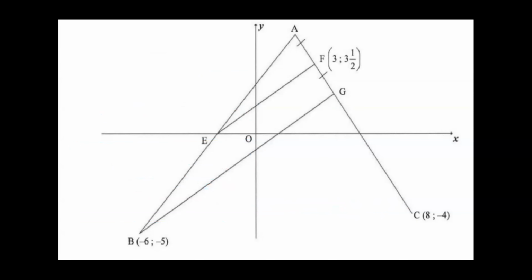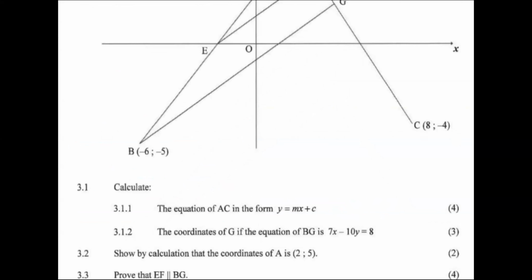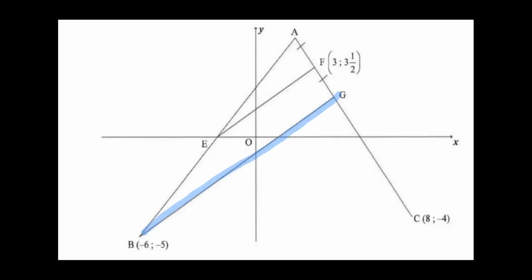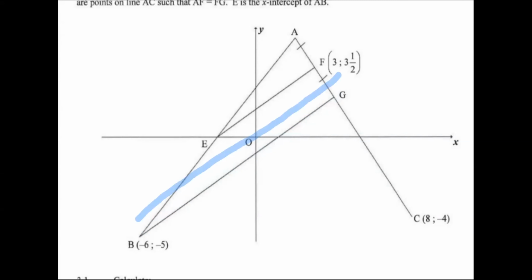Now, the question is for us to calculate the coordinates of G. Let me just check if that is correct. Yes, they want us to find the coordinates of G, and they're giving us the equation of BG. How does this help me find the coordinates of G? Any takers? Cole, do you have a suggestion here?